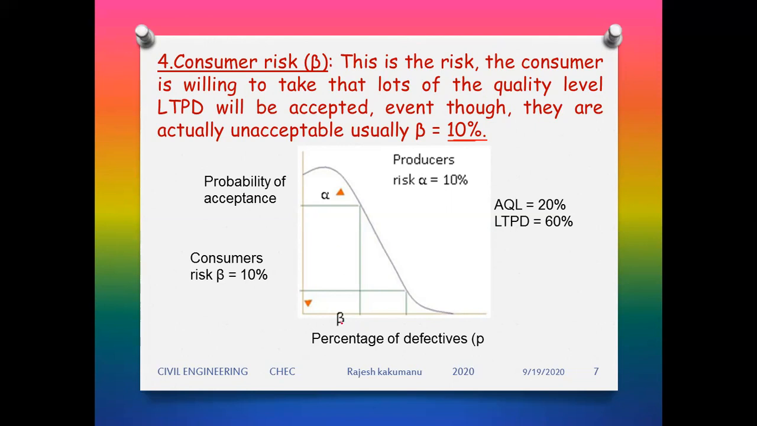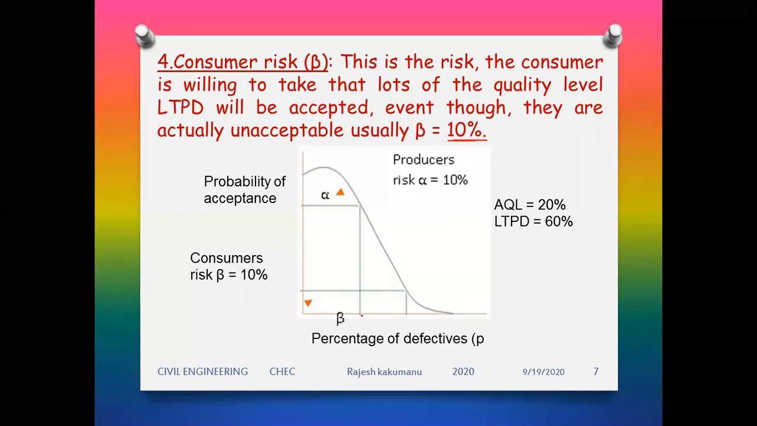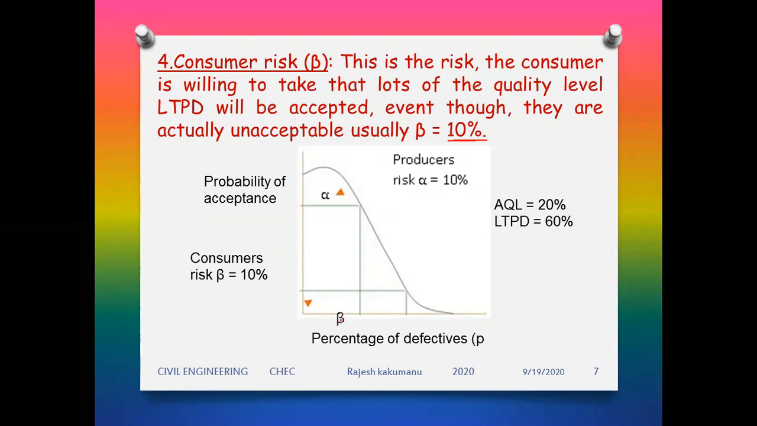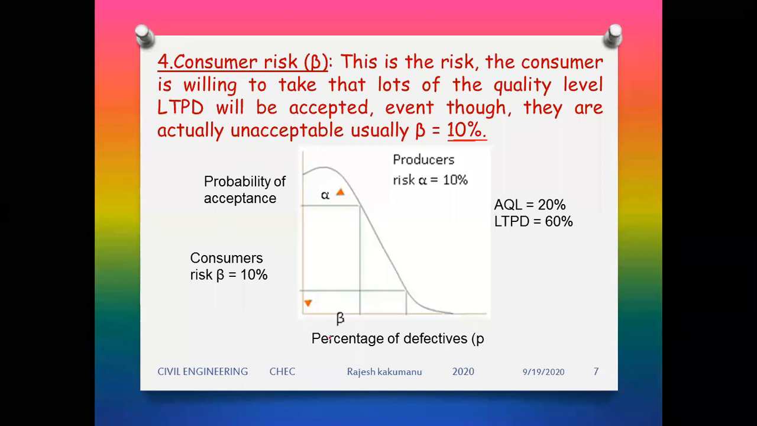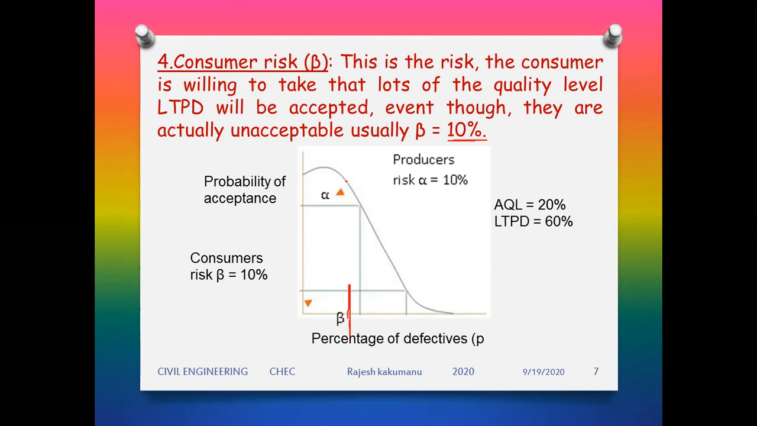So the beta is consumer's risk and the alpha is the producer's risk. Now see the graph, x-axis and y-axis, percentage defective P. We have the consumer's risk and the producer's risk, and the probability of acceptance. Now see the beta here. At some point from this percentage defective, it is gradually increasing, and the acceptance is accepted. The producer's risk is at 10%. So acceptable quality level is 20 and LTPD is 60.